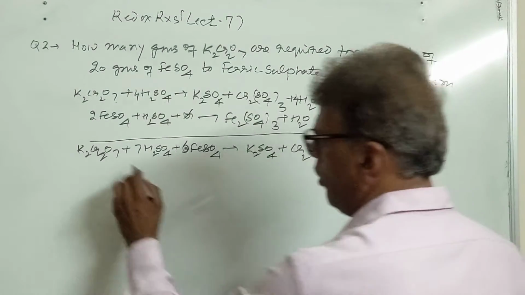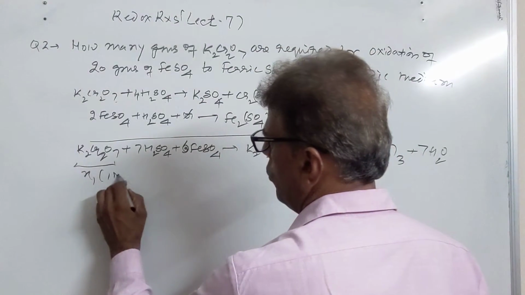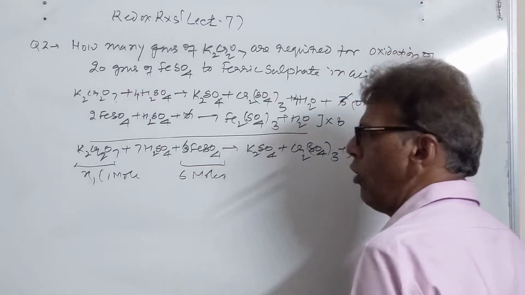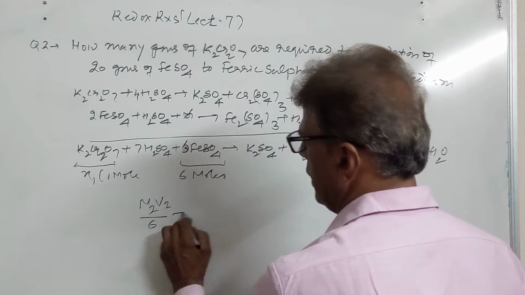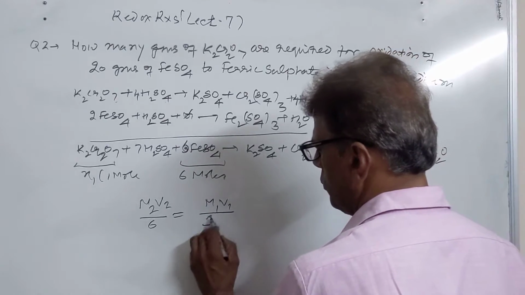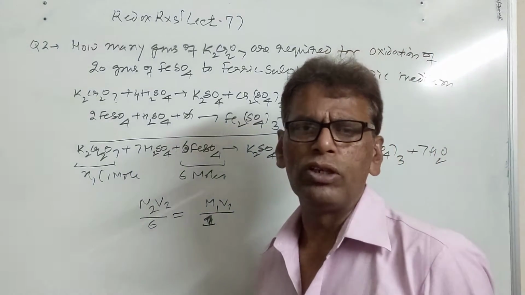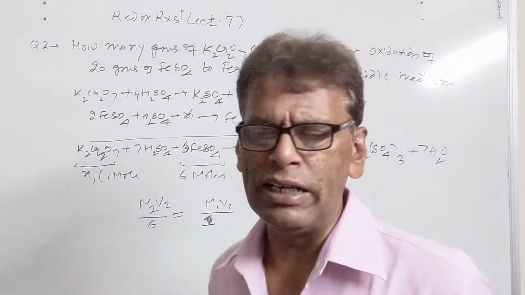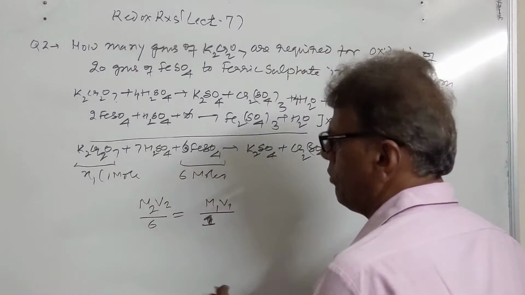Now in this case, N1 here is K2Cr2O7, that is 1 mole, and ferrous sulfate is 6 moles. So now applying the formula, M2V2 upon 6 is equal to M1V1 upon 1. Now in this case molarity of the solutions is not given, the weight is given and it is asked how much weight of oxidizing agent is required to oxidize 20 gram of ferrous sulfate. Now let us calculate the weights of these.